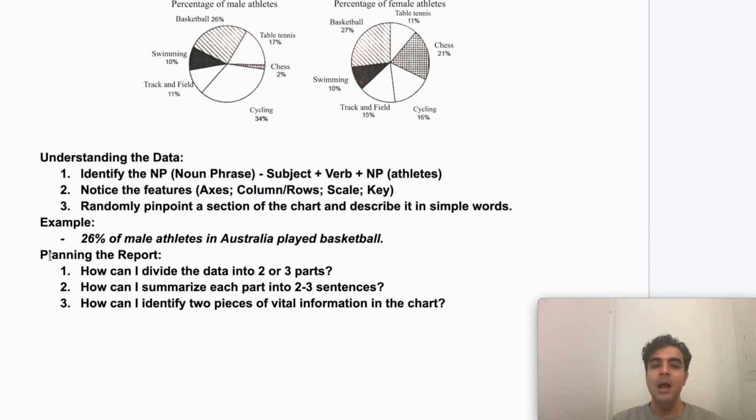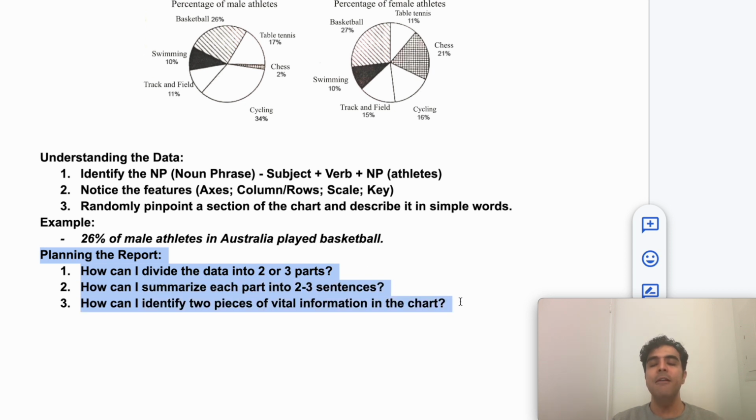Having done that, I want you to proceed with planning. Ask yourself, how can I divide the data into 2 or 3 parts? How can I summarize each part into 2 or 3 sentences? And then finally, how can I identify 2 pieces of vital information? In the next lesson, we're going to proceed to structuring our response, developing the paragraphs, and later we'll learn about the language structures that you could use to put your writing into well-formed grammatical sentences.